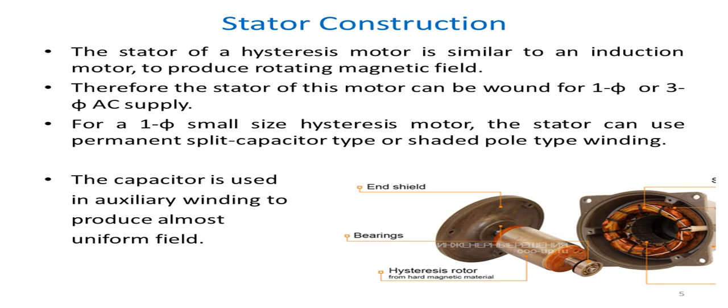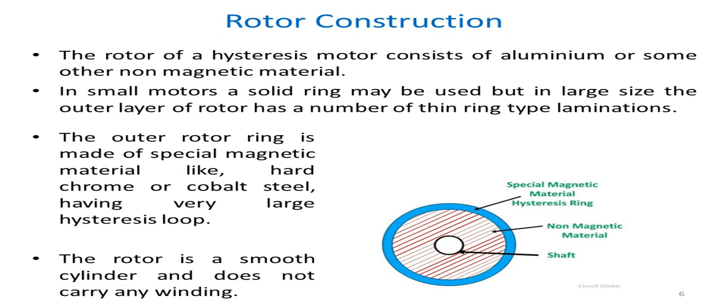This diagram also shows the hysteresis rotor, which is a smooth cylindrical rotor, and the stator is shown on the right side, which has two windings, main winding and auxiliary winding. This stator is exactly similar to that of a single phase induction motor.